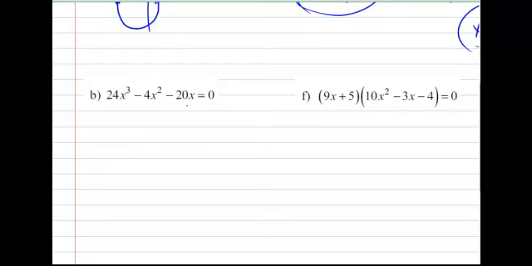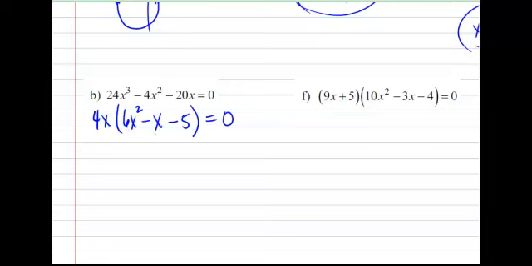And sure enough, I can factor a 4x out of each of these three terms. That leaves me with 6x squared minus x minus 5 equals 0. And now I need to factor this trinomial right here. So I'm going to use the grouping method on this, and I'm going to do this in a different color.